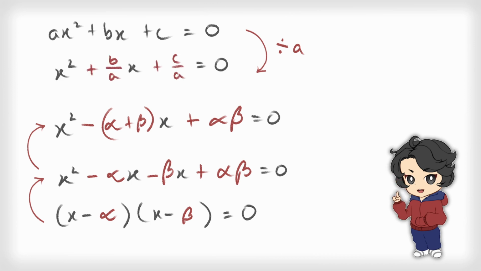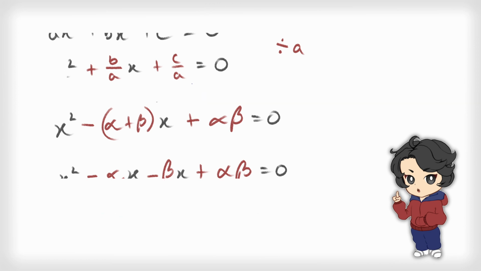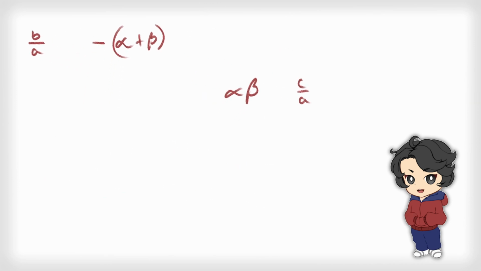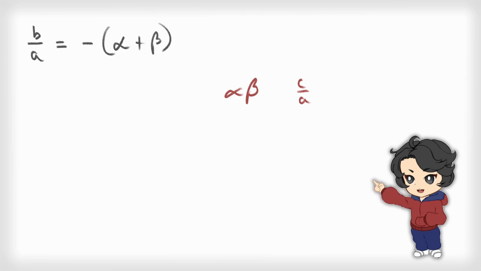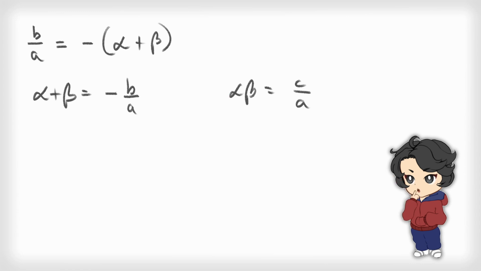If you take a look at the second and third terms for both the equations, you'll notice that they correspond to each other. You can quickly figure out that b by a is equal to minus alpha plus beta, which you can rewrite as alpha plus beta being equal to minus b by a, and c by a equals alpha times beta.